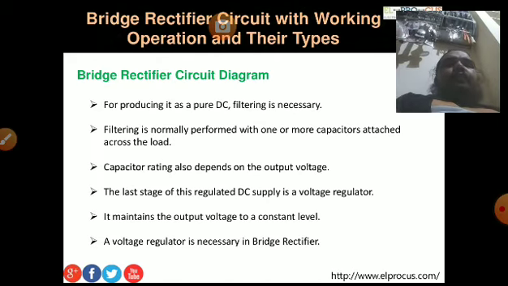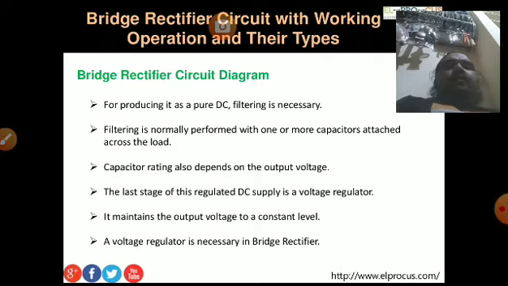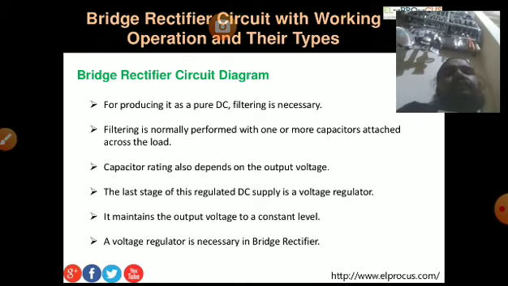For producing a pure DC, filtering is necessary. Filtering is normally performed with one or more capacitors attached across the load. The capacitor's rating also depends upon the output voltage. The last stage of the regulated DC power supply is the voltage regulator. It maintains the output voltage at a constant level. A voltage regulator is necessary in a bridge rectifier.